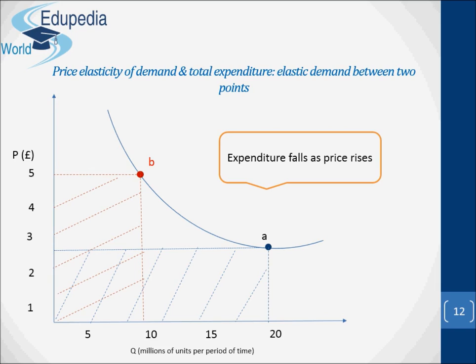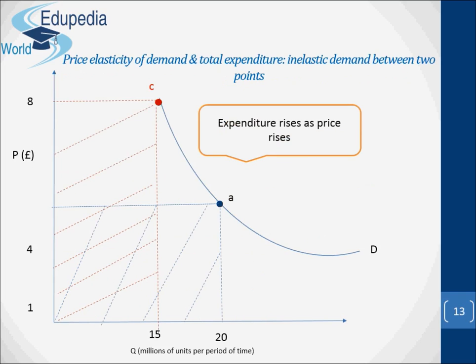A rise in price from €4 to €5 causes a proportionately larger fall in quantity demanded, from 20 million to 10 million. Total expenditure falls from 80 million euros, the striped area, to 50 million euros, the pink area. When demand is elastic, a rise in price will cause a fall in total consumer expenditure, and thus a fall in the total revenue that firms selling the product receive. A reduction in price, however, will result in consumers spending more, and hence firms earning more.